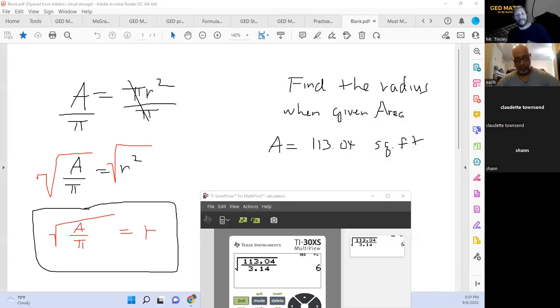So now in my ebook, I try to do all three. So no matter what they give you, no matter if they want you to solve for the radius, diameter, or the circumference.